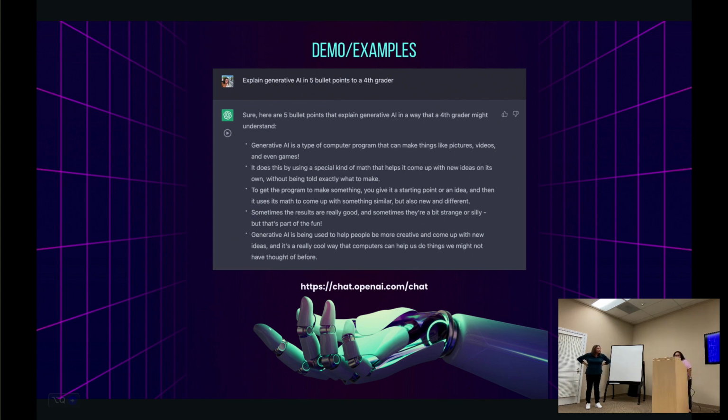So we asked it to explain it to a 4th grader, and it says generative AI is a type of computer program that can make things like pictures, videos, and even games. We built a game that we'll show you later on. It does this by using a special kind of math that helps it come up with new ideas on its own without being told exactly what to do. Then to get the program to make something, you give it a starting point, like an idea. That's where the question or prompt comes in. It sometimes comes up with silly answers, so you have to be careful when you're working with it, and we'll go over that as well.